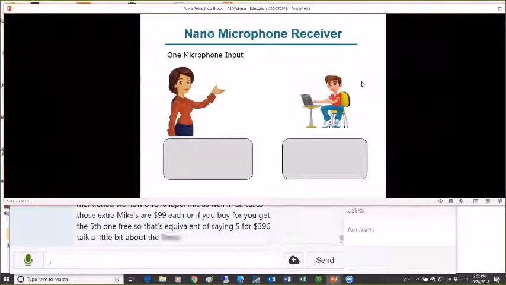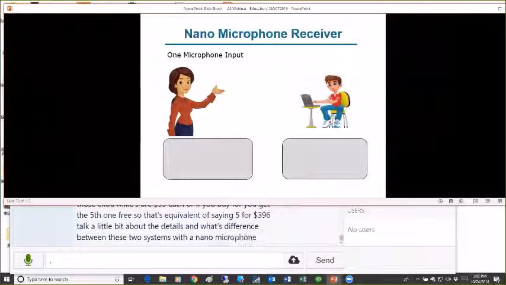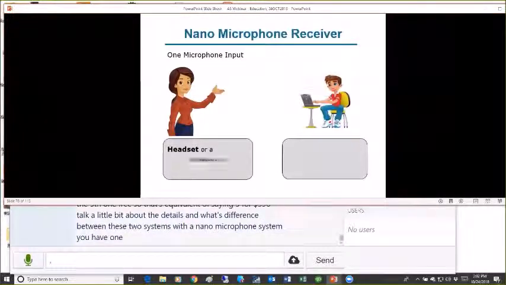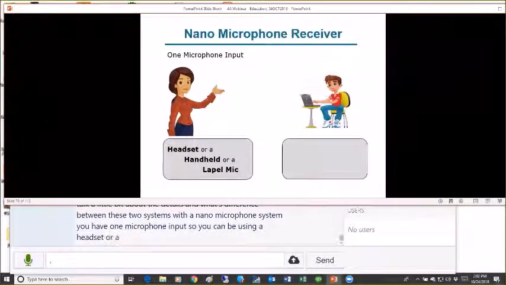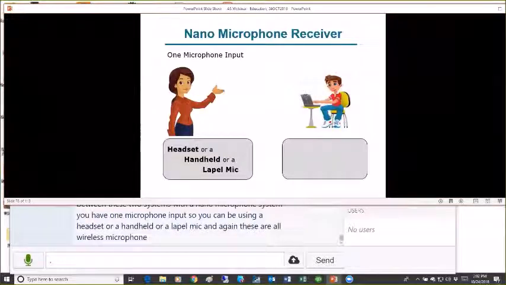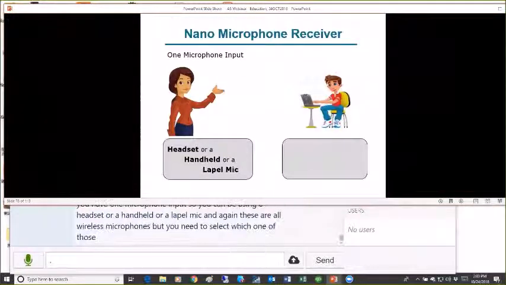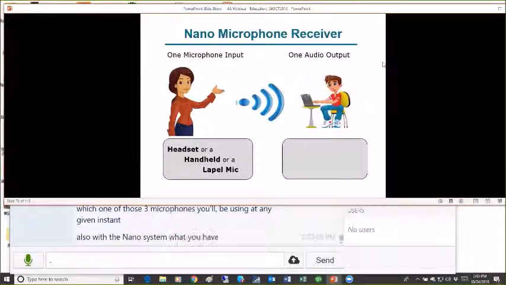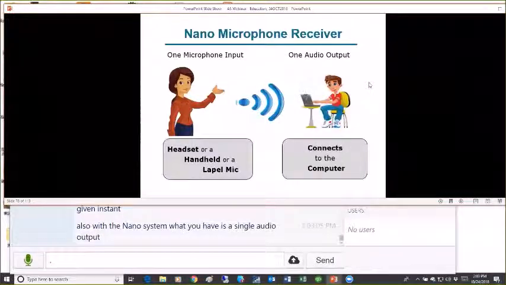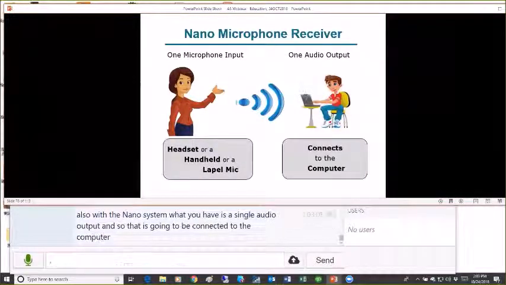Talk a little bit about the details of what's the difference between these two systems. With the Nano microphone system, you have one microphone input. So you can be using a headset or a handheld or a lapel mic. And again, these are all wireless microphones, but you need to select which one of those 3 microphones you'll be using at any given instant. Also with the Nano system, what you have is a single audio output. And so that is going to be connected to the computer, and that's how we're going to generate the captioning.